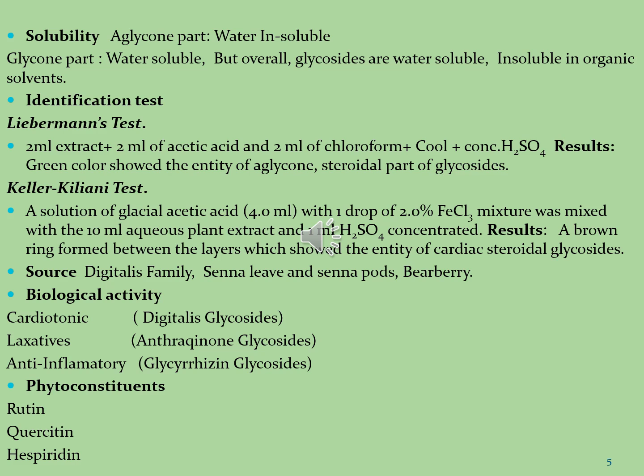Let's see the identification tests of glycosides. Glycosides can be identified by two tests, that are the Liebermann-Burchard test and the other is the Keller-Kiliani test. In the first test, we take 2 ml of extract and add 2 ml of acetic acid and 2 ml of chloroform, then cool the solution and then add concentrated sulfuric acid. In the results, green color shows the presence of aglycone, that is the steroidal part of glycosides. So in this way, the glycosides are indicated.